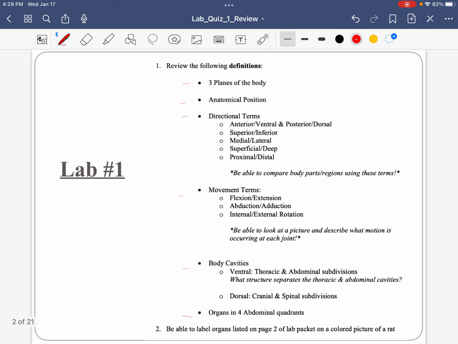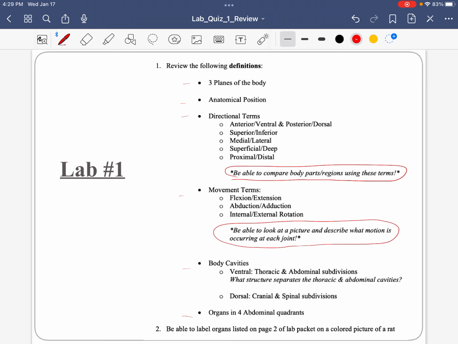Notice I made some little hints for you. Be able to compare body regions using these directional terms. We practiced that in lab. Be able to do that for the upcoming lab quiz. With the movement terms, flexion, extension, abduction, adduction, be able to look at a picture and describe what motion is occurring at each joint. We did that too. We practiced in lab. Okay?